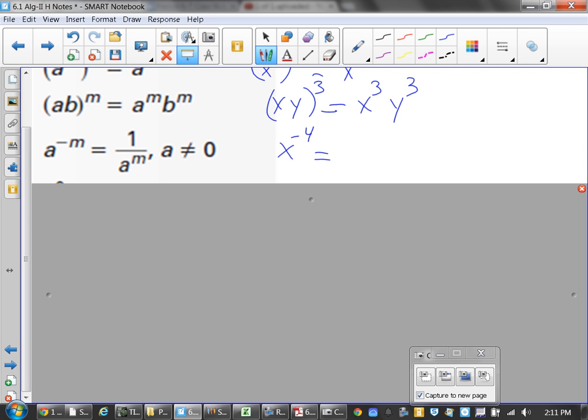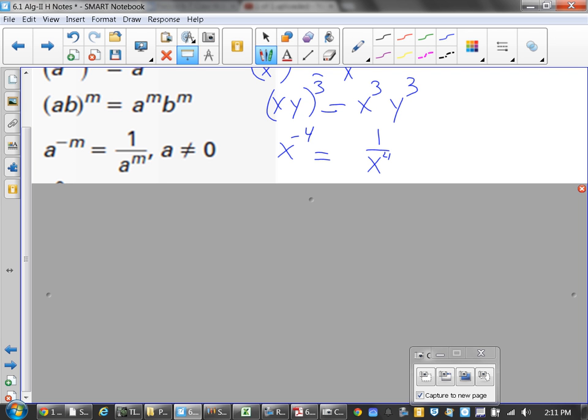Is that x happy? Is that exponent happy? Where will this exponent be happy? Under the denominator. So we just rewrite it as 1 over x to the 4th. And remember, it means the same thing if the exponent was negative in the denominator. Make them happy by sending them up.